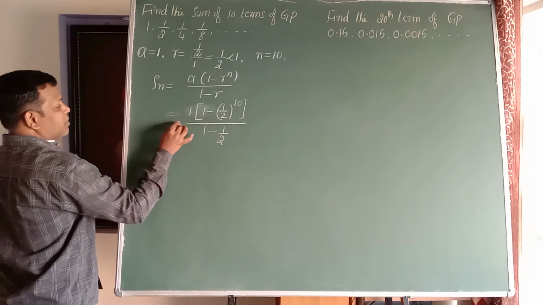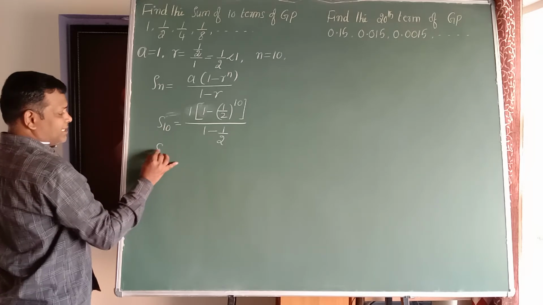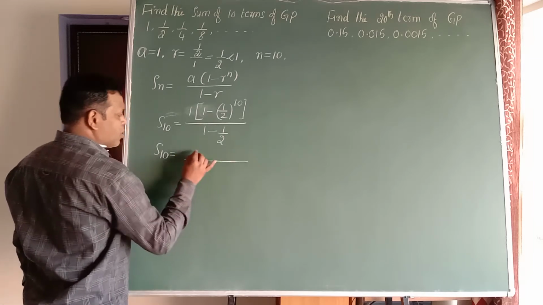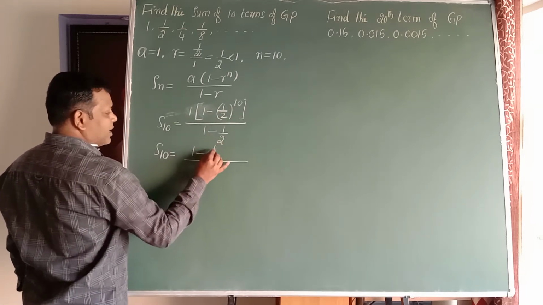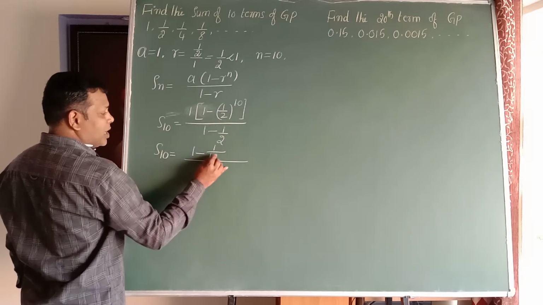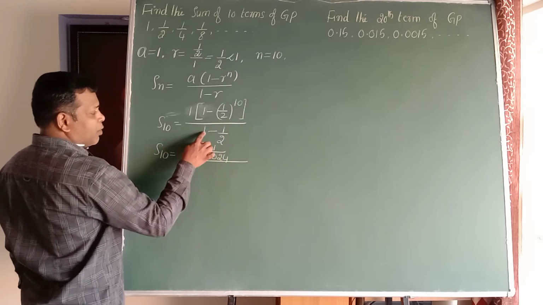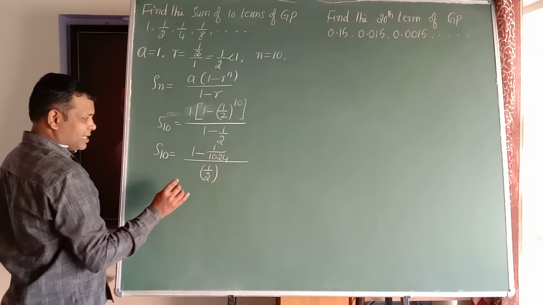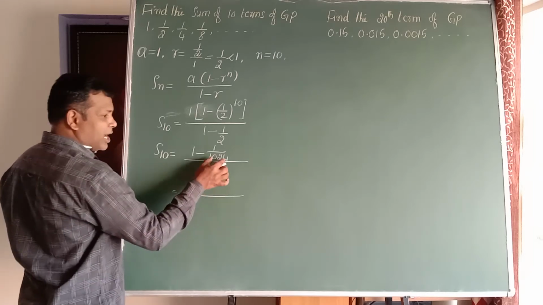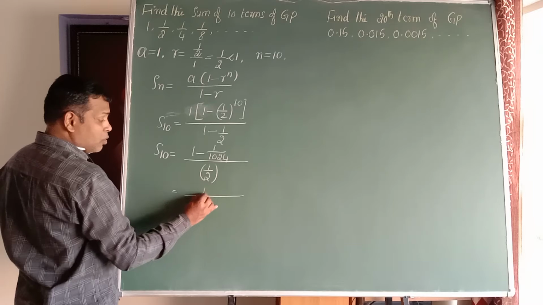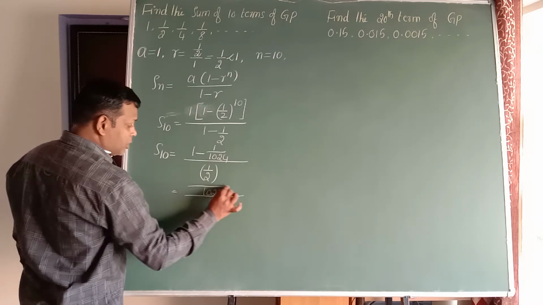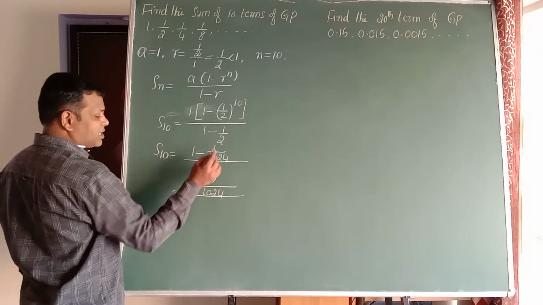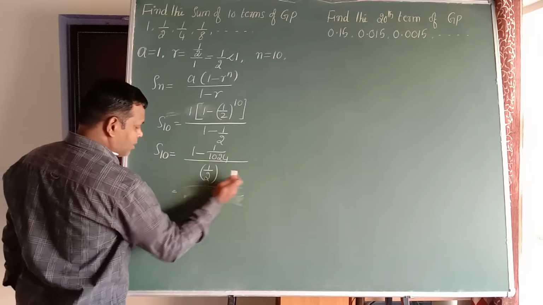This is S10. Therefore S10 is equal to 1 into 1 minus 1 power 10, which is 1, divided by 2 power 10, which is 1024, divided by 1 minus 1 by 2, which is nothing but 1 by 2. Now in the numerator we have to take the LCM. What is the LCM? 1024. So in the numerator, cross multiplying, 1024 minus 1, that is 1023. Got my point?